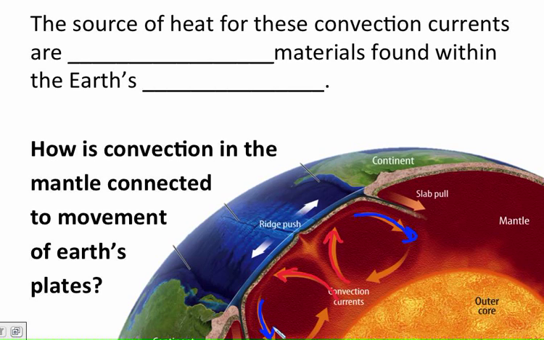Okay, now what is it that's heating up that material in the mantle? We know the furnace heated the air in the home. We know the sun heats the air in the atmosphere and the water in the ocean. But what is it here inside the earth that drives that convection current? It's all down here in the core, right? We know the further down in the earth we go, the hotter that material gets.